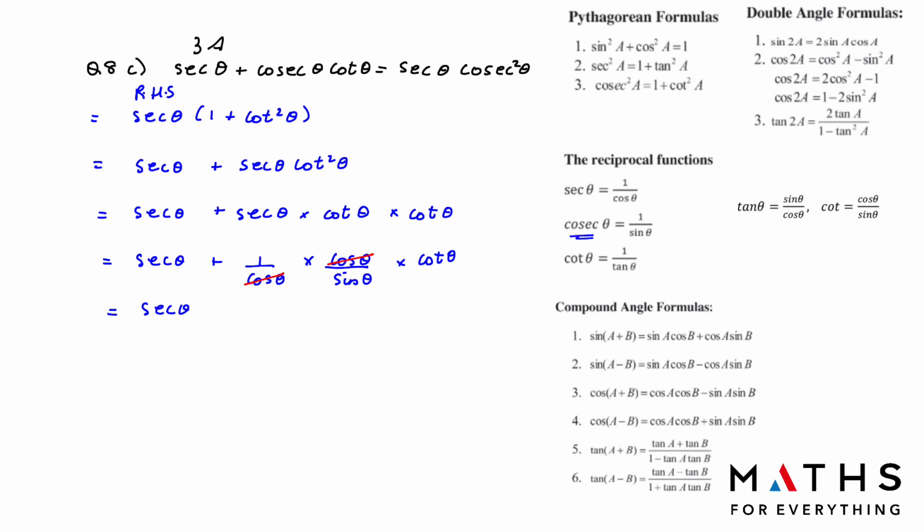What is 1 over sine theta equal to? Cosec theta. And you have the cot theta. This is equal to our left hand side. Having the identities right next to you when you are solving is very essential.